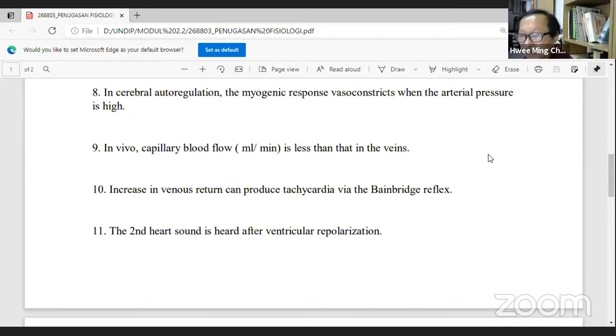Increase in venous return can produce tachycardia via the Bainbridge reflex, and the answer is true, because Bainbridge is a sympathetic reflex initiated by the amount of blood in the atria. As venous return increases, the pressure in the superior and inferior vena cava increases. This results in an increase in the pressure of the right atrium, which stimulates the atrial stretch receptors, or low pressure receptors, and these receptors in turn signal the medullary control centers to increase the heart rate, or tachycardia. I think that's my answer.